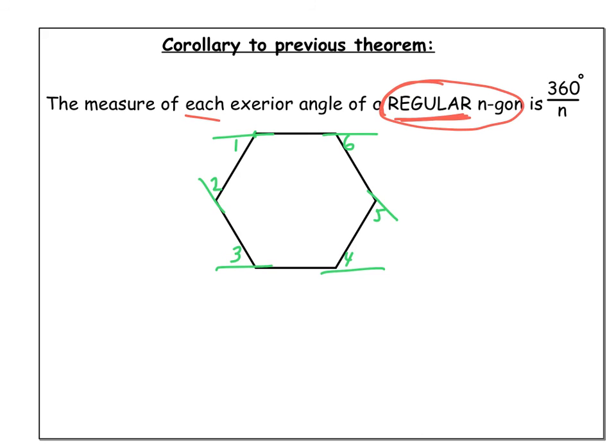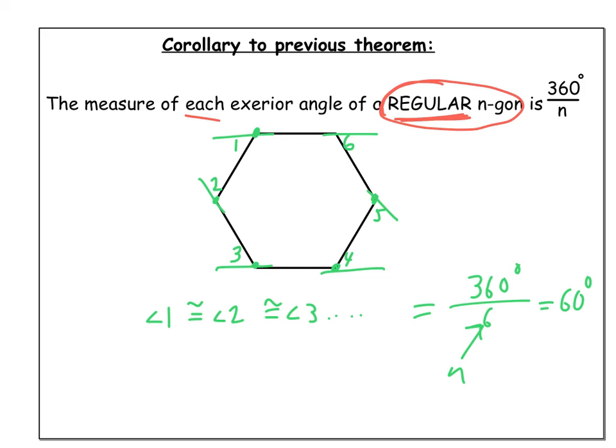Notice the vertex of them is the vertex of the polygon itself. And what this theorem is telling us is that angle 1 would be congruent to angle 2, congruent to angle 3, and so on. And each one of them would equal 360 degrees divided by how many did we have? 6. So in this case, each one of those angles would be 60 degrees. That was the n for this specific problem because it had 6 sides. It had therefore 6 exterior angles.